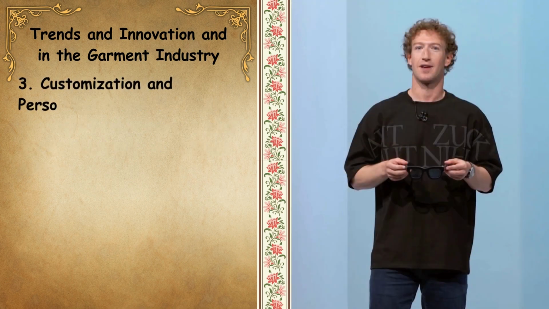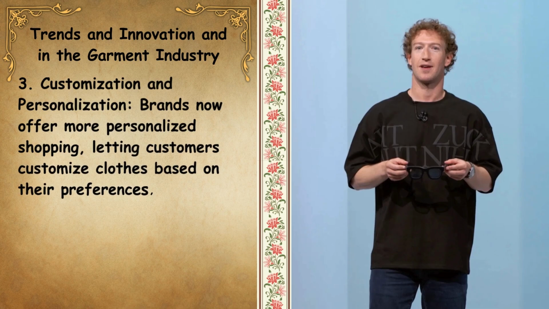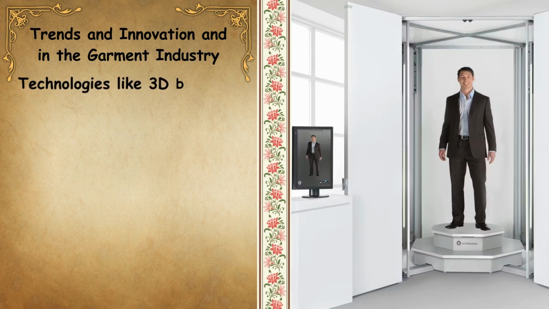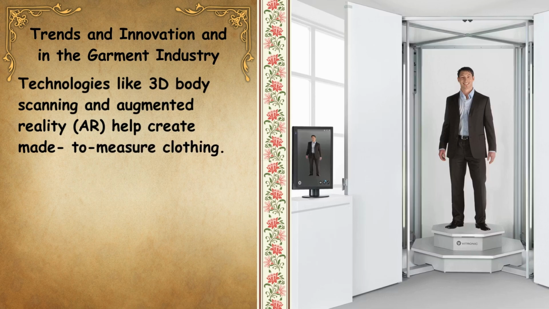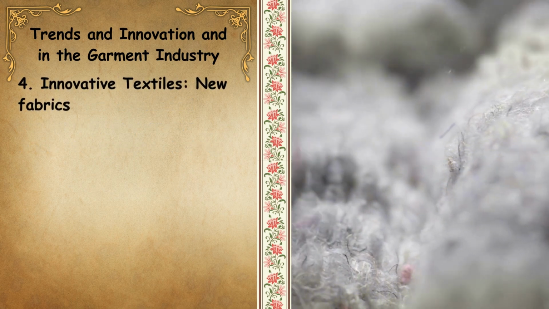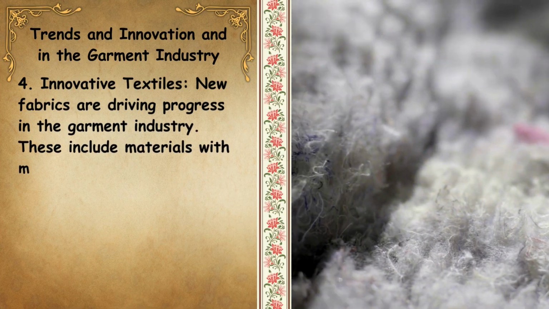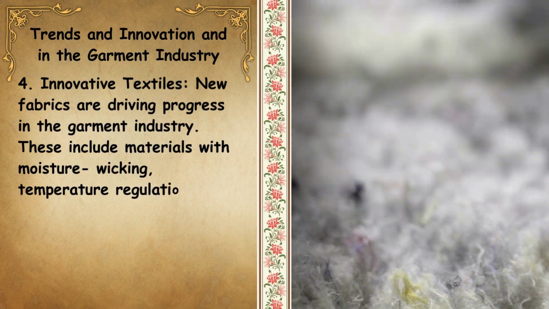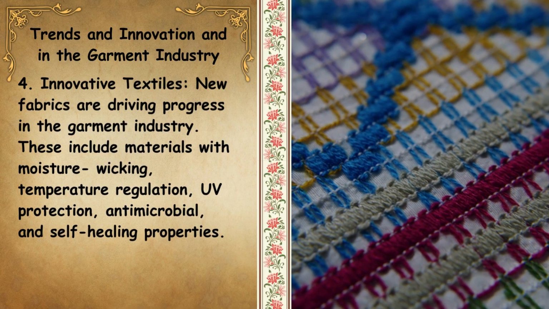3. Customization and personalization. Brands now offer more personalized shopping, letting customers customize clothes based on their preferences, sizes, and styles. Technologies like 3D body scanning and augmented reality, AR, help create made-to-measure clothing. 4. Innovative textiles. New fabrics are driving progress in the garment industry. These include materials with moisture wicking, temperature regulation, UV protection, antimicrobial, and self-healing properties.